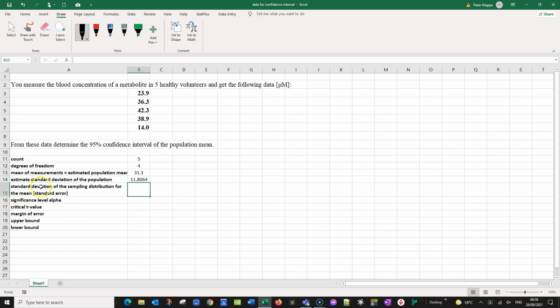The next step is we need to find out the standard deviation of the sampling distribution for the mean. And we have said previously that this would be the standard deviation for the sample mean, that's for the sampling distribution. And we can estimate that as the standard deviation that we just calculated divided by the square root of the number of observations that we have. So that would be the equation that we have to put in here.